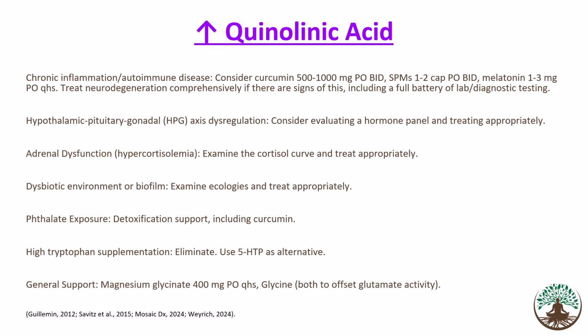In the setting of high tryptophan supplementation, consider reduction or elimination and utilizing 5-HTP as an alternative. For general support in the context of a high quinolinic acid, consider magnesium glycinate to offset the activity of glutamate and glycine to bring balance to the glutamate and GABA relationship.